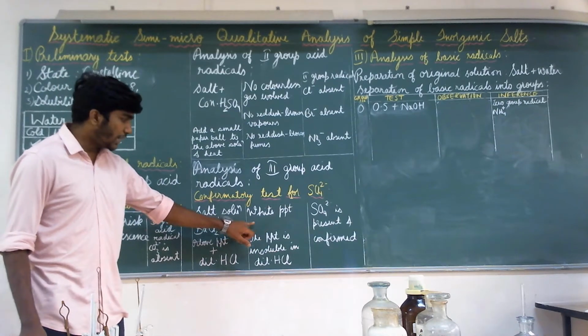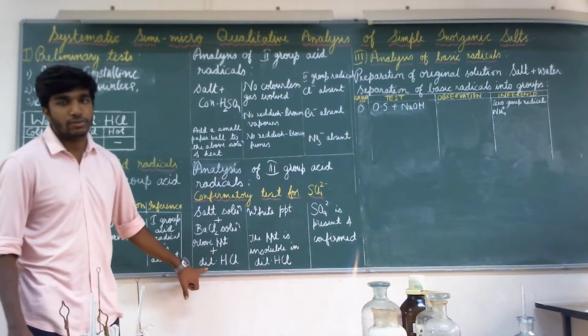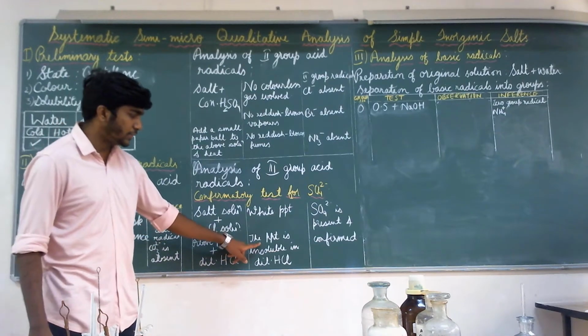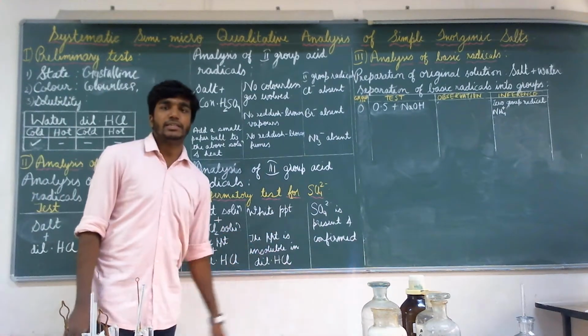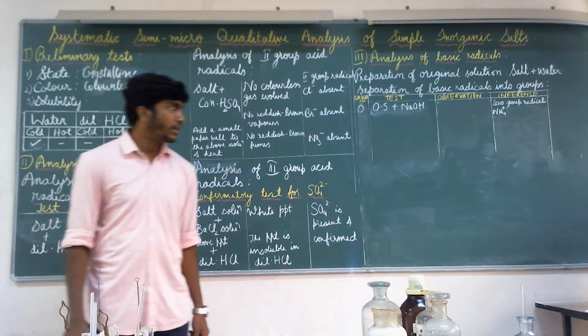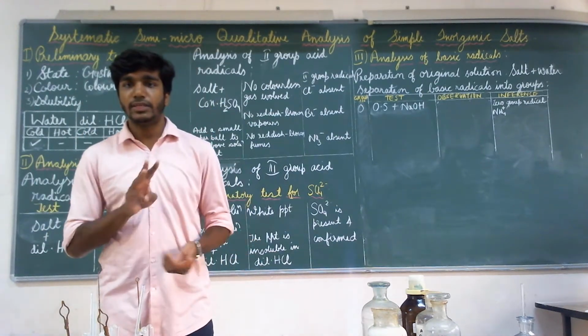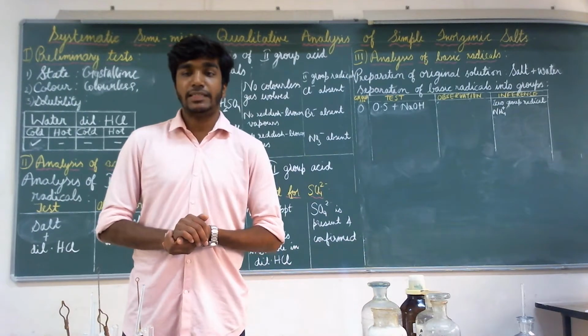So after this, we also added excess of dilute HCl. And we saw that the precipitate was insoluble in excess of dilute HCl, which basically indicates sulfate is present and it is confirmed. Now we'll be moving on to the third part of the analysis, which is analysis of basic radicals.